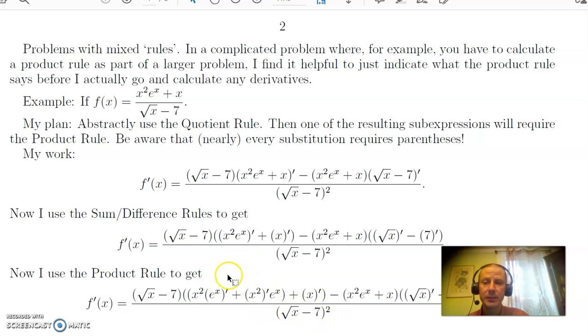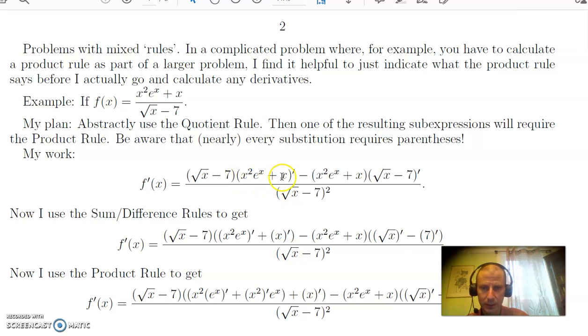Now, by the sum and difference rules, we get that this is equal to the square root of x minus 7 times the quantity of whatever the derivative of x squared e to the x is, plus whatever the derivative of x is, minus the quantity of x squared e to the x plus x times whatever the derivative of the square root of x is, minus whatever the derivative of 7 is, and then all over the square root of x minus 7 quantity squared.